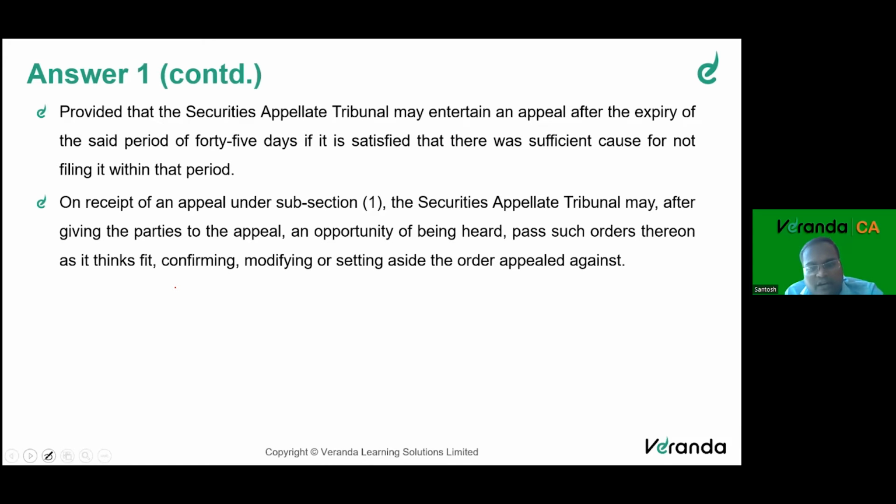On receipt of an appeal and hearing both of these, after giving an opportunity of being heard, it will pass an order as it thinks fit, confirming, modifying, or setting aside an appellate order. So basically, it will hear both the parties. It will understand the facts of the case, and then it will pass the judgment.